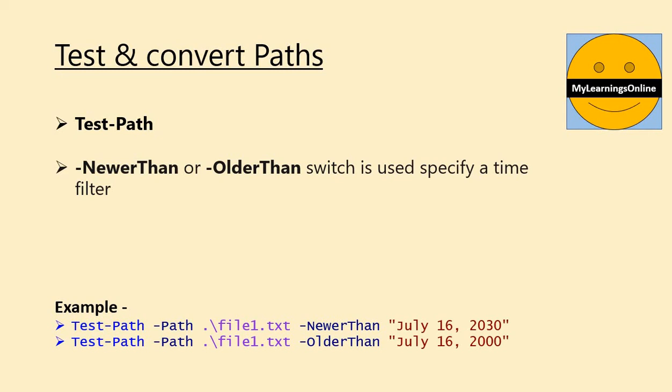In this example, in the first command, we are trying to check if file1.txt is newer than a particular date, and I'm sure you will get a false because that is a future date and you must have created this file on today's date only. In the second command, we are trying to check if the file is older than a particular date. I'm sure again you will get a false because the date that you are comparing with is a past date and you must have created this file on today's date only. So it is newer than that but not older.